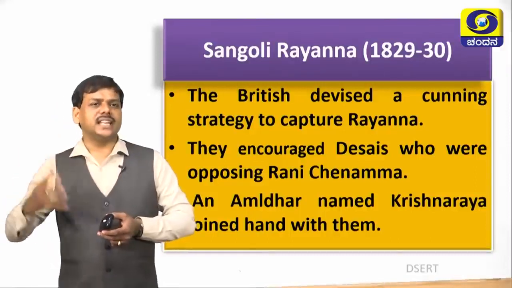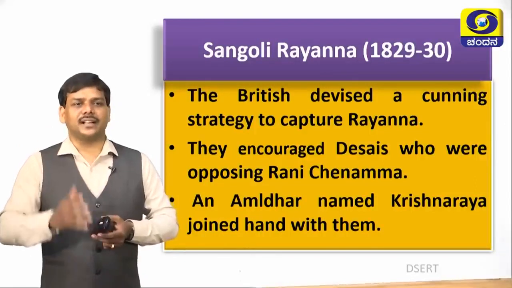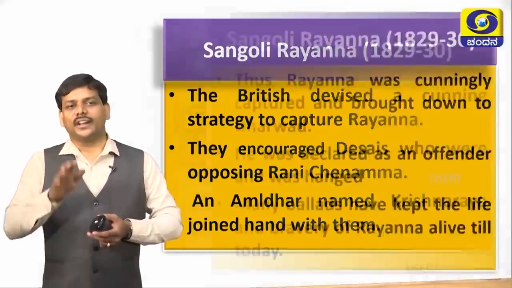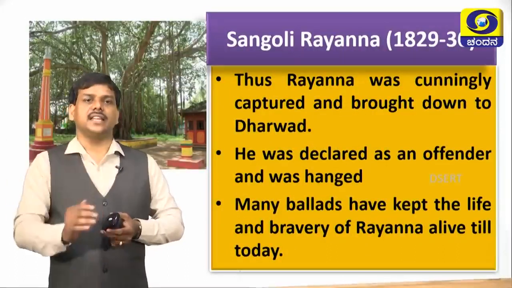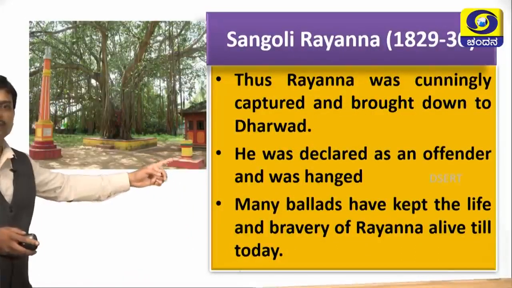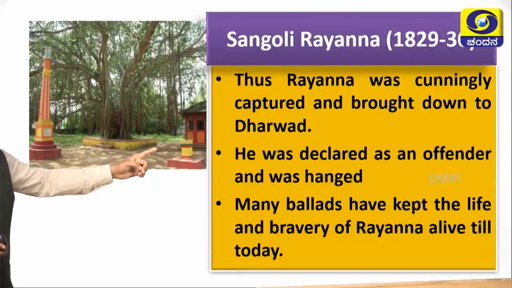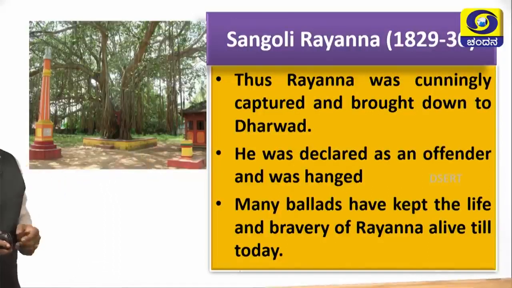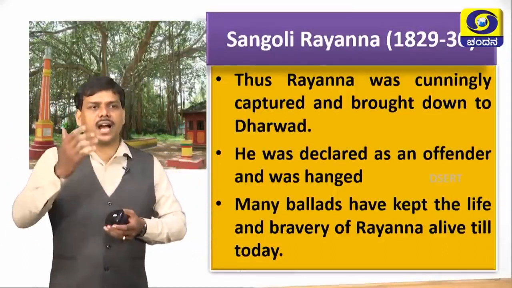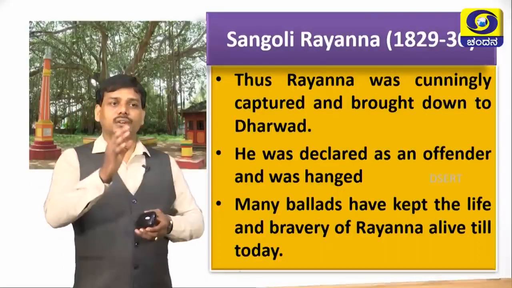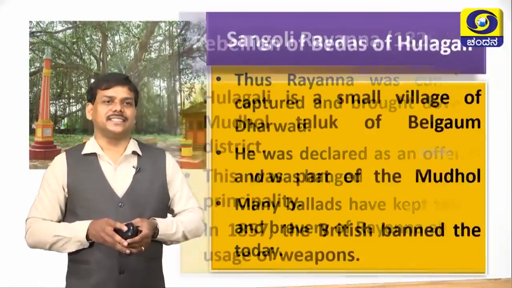The British devised a cunning strategy to capture Rayanna. They encouraged Desais who were opposing Rani Chennamma. An Amaldar named Krishna Raya joined hands with them. Sangolli Rayanna was finally captured cunningly and brought down to Dharwad. He was declared an offender and was hanged here in a place called Nandagada. Many ballads have kept the life and bravery of Rayanna alive till today. Here also you have to remember the way in which Sangolli Rayanna fought against the British.